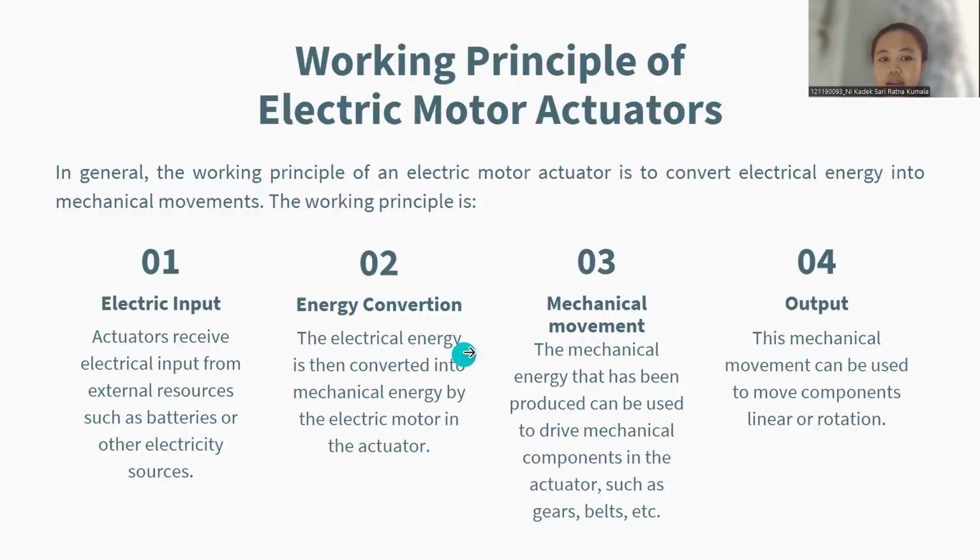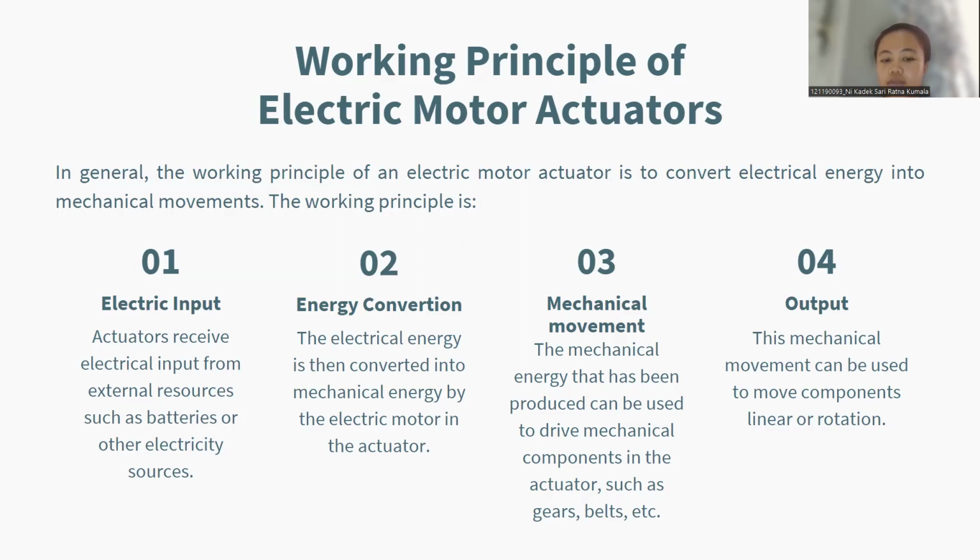Next, about the working principle of the electric motor actuator. In general, the working principle of an electric motor actuator is to convert electrical energy into mechanical movements. The working principle is, first, electric input. The actuator receives electric input from external sources such as batteries or other electricity sources.